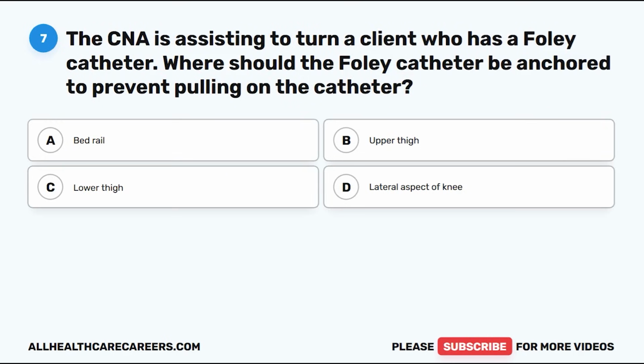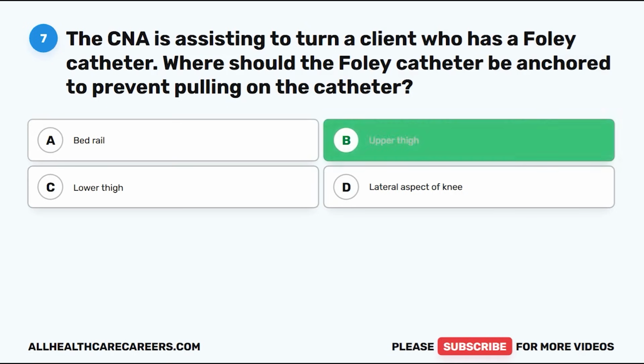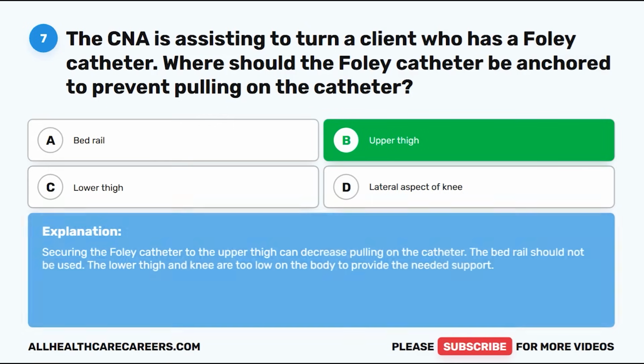Where should the Foley catheter be anchored to prevent pulling on the catheter? Option A. Bed rail. B. Upper thigh. C. Lower thigh. D. Lateral aspect of knee. The correct answer is B. Upper thigh. Securing the Foley catheter to the upper thigh can decrease pulling on the catheter. The bed rail should not be used. The lower thigh and knee are too low on the body to provide the needed support.